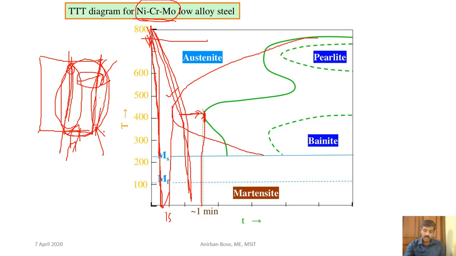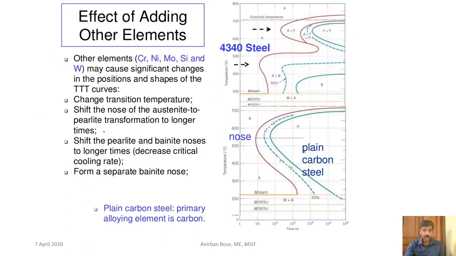Okay, so this is what hardenability is, and that hardenability can be increased by the addition of the alloying elements. Here basically this comparison has been done. Here you can see the plain carbon steel, here you can see the 4340, where 43 indicates some other alloying elements are also there, and the last two digits indicate the carbon percentage. So this is basically 0.4% carbon.